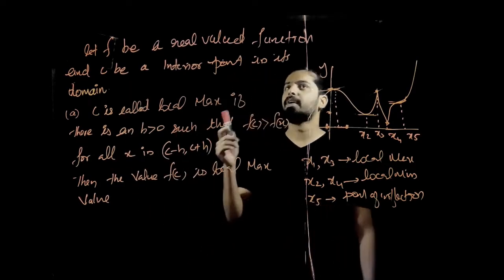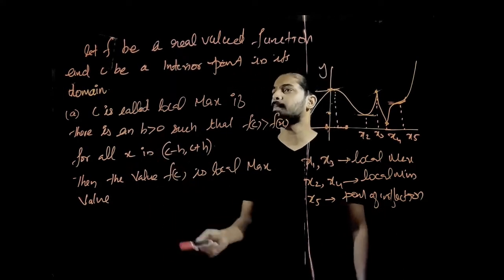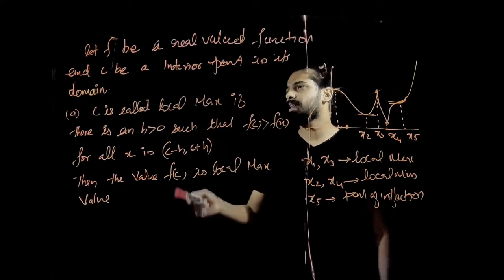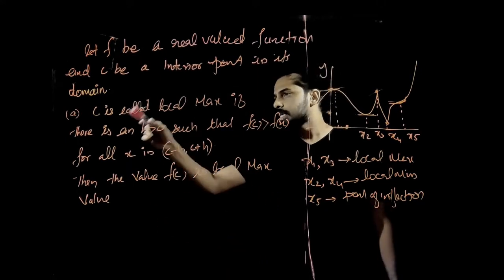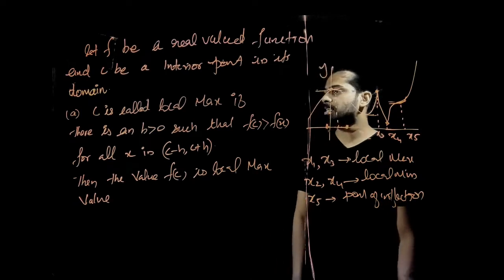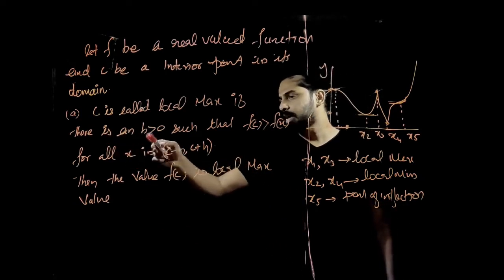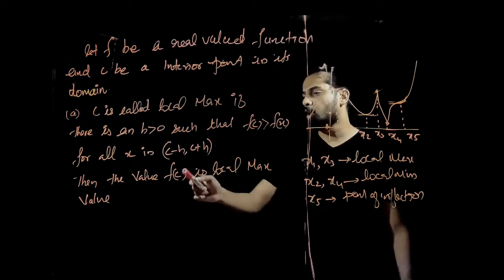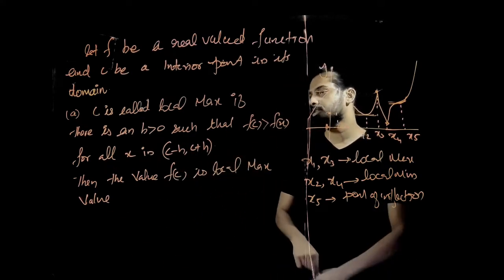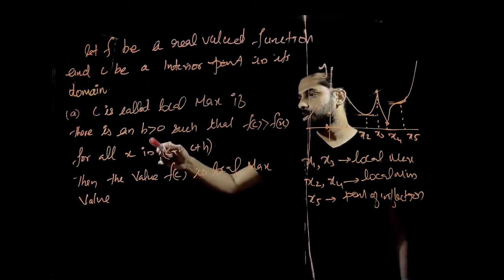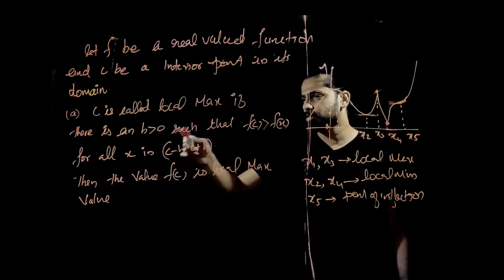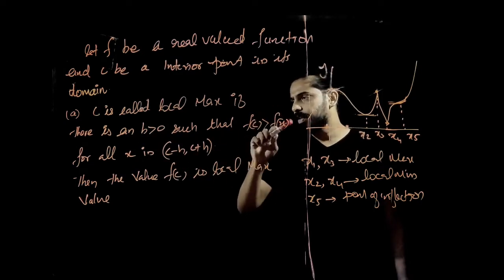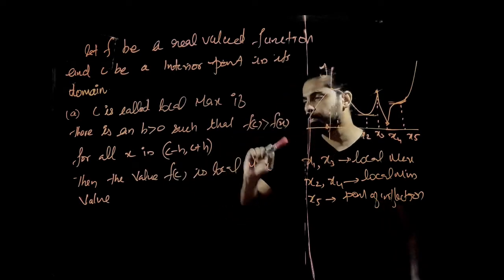Let f be a real valued function and c be any point in its domain, any interior point of its domain. c is called the point of local maxima if there is an h greater than 0 such that f of c is greater than f of x for all x in the interval c minus h, c plus h. So there must be an h which is a positive value such that f of c is greater than f of x in the whole interval c minus h, c plus h.